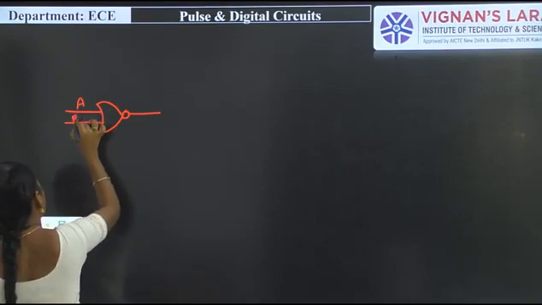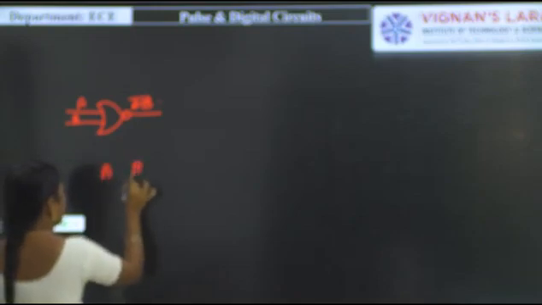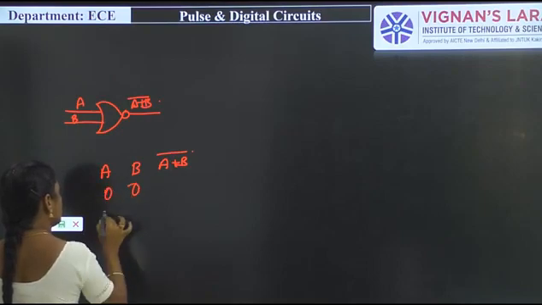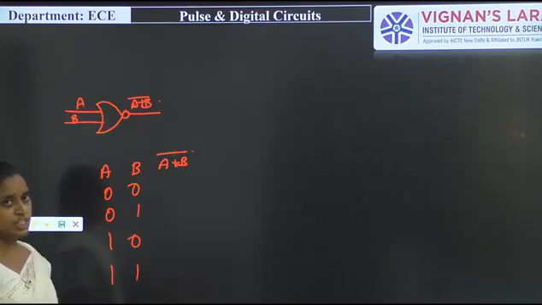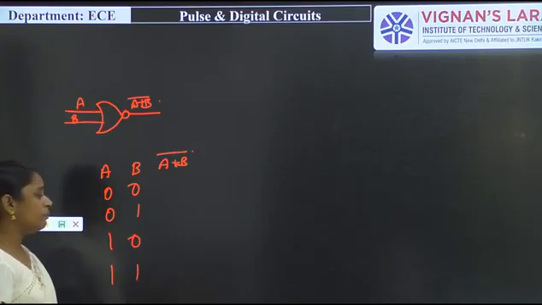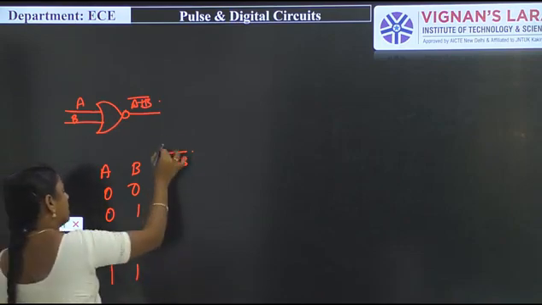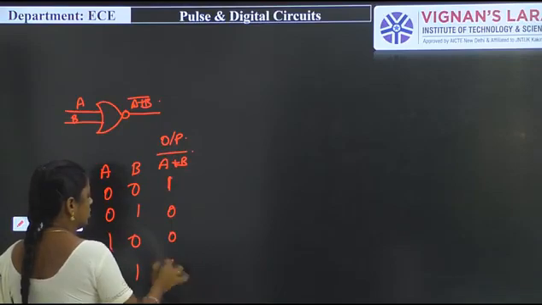A, B, A plus B bar. So what is the function? 0 0, 0 1, 1 0, 1 1. Except the first condition, that is both the inputs are 0, where the output will be 1, in the remaining conditions the NOR gate output will be 0. So the output A plus B bar will be 1, 0, 0, 0.